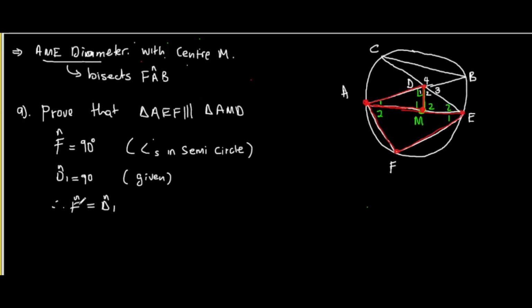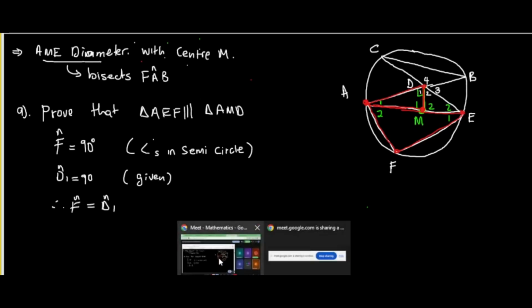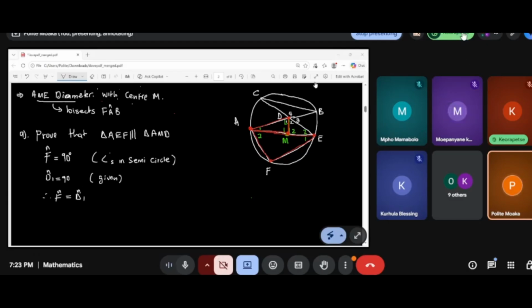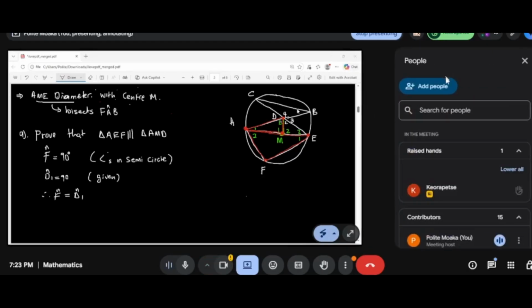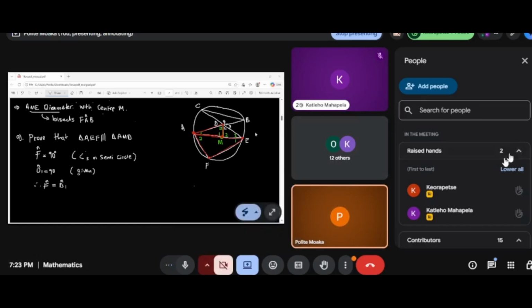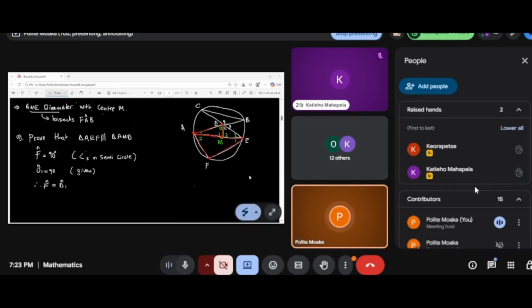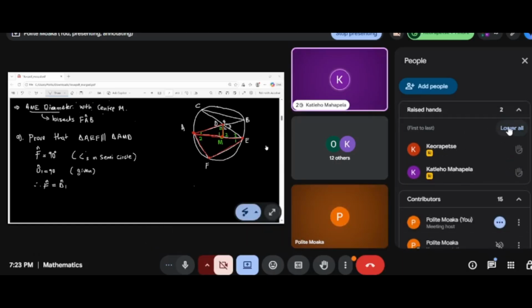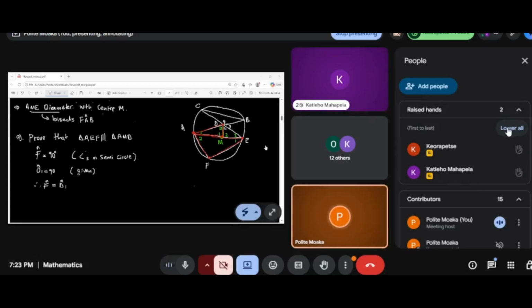So now, Kurapit, thank you very much for that. Now, can someone please tell us other two triangles that are equal? Kimango. Who's this? Let's see, we have Katleho. Yeah, you raised a hand.